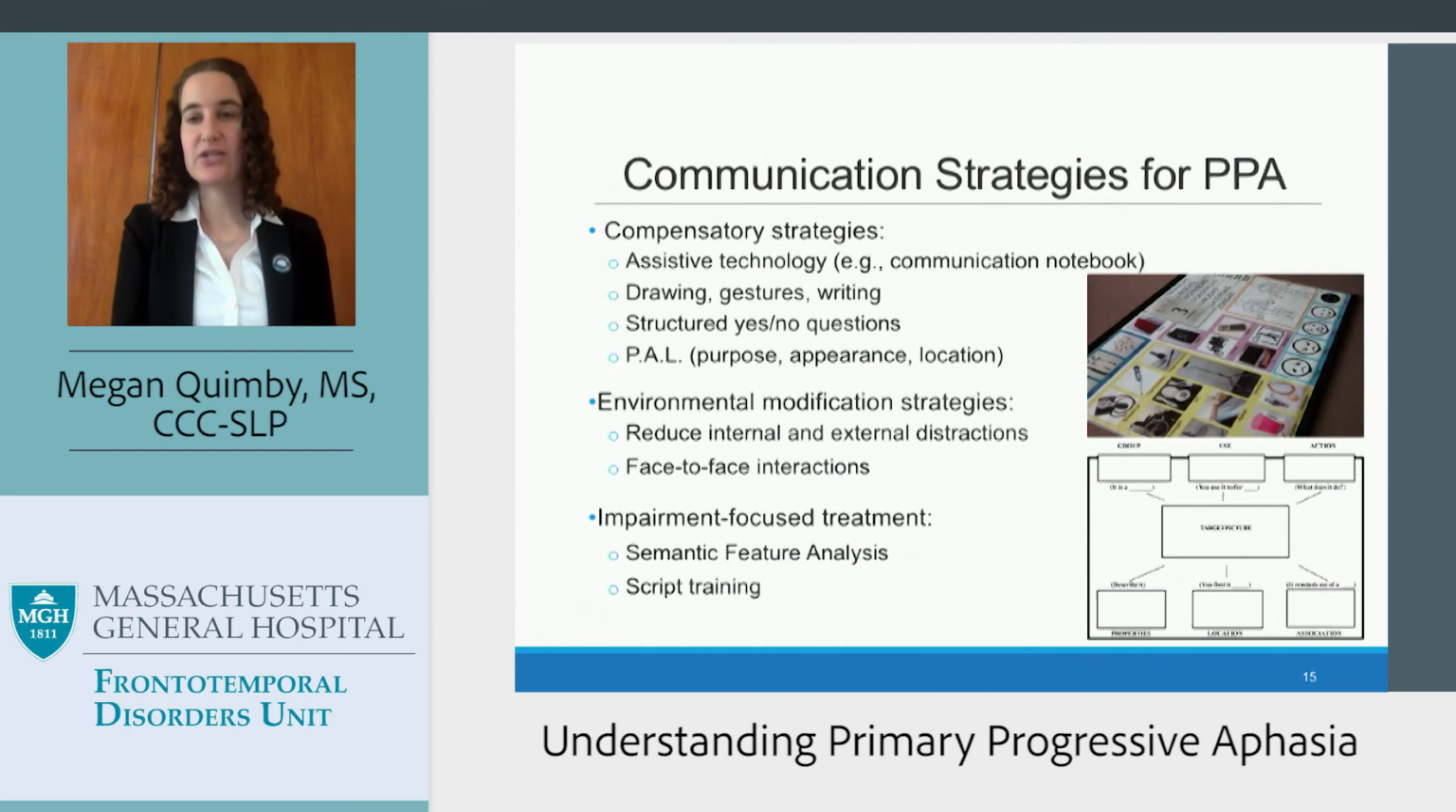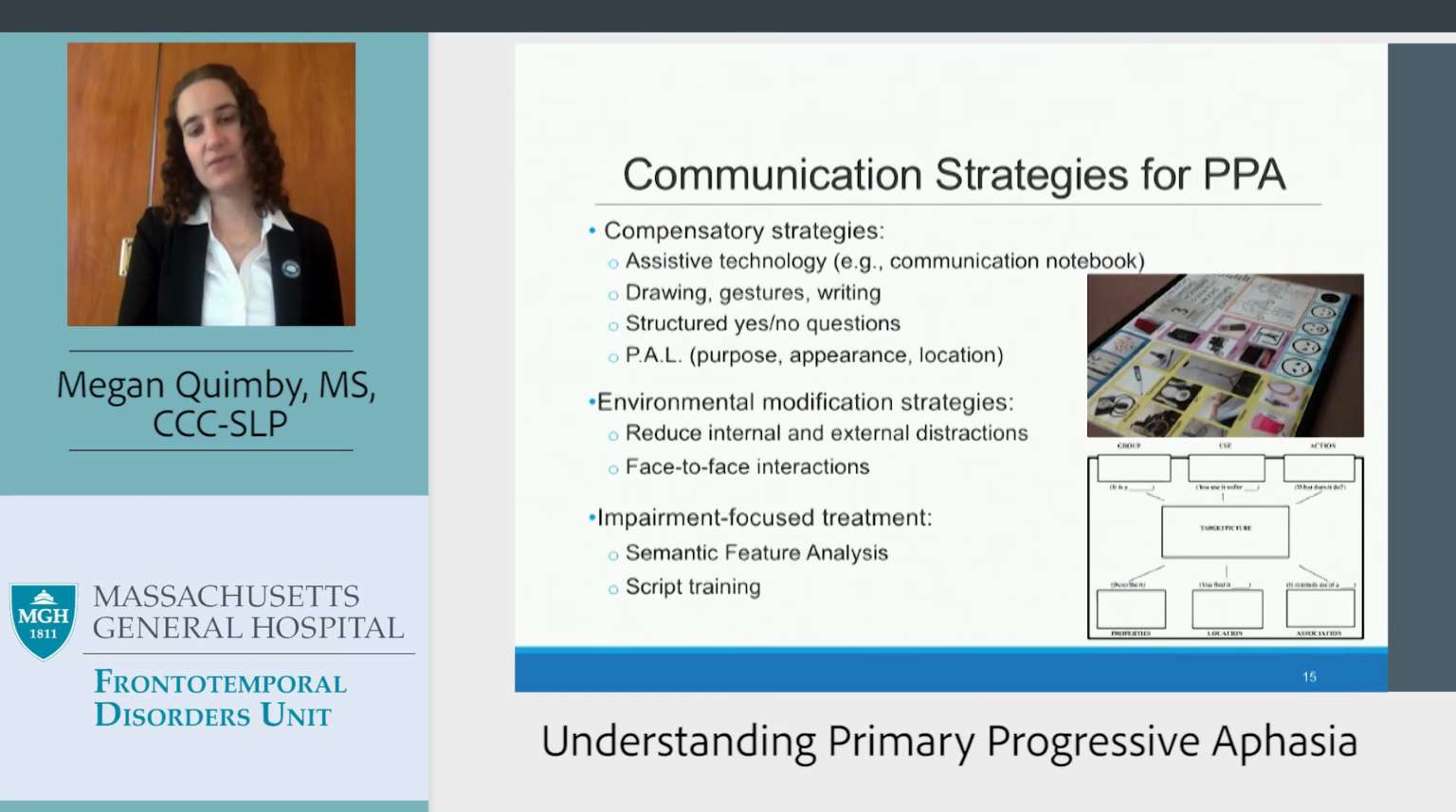Environmental modification strategies are extremely important. Everyone's rushed nowadays and there's a lot going on, but face-to-face interaction is really important. So, try to eliminate distractions such as loud noises or being in separate rooms while you're trying to communicate, and try to reduce internal distractions as well, things like anxiety and worrying and frustration. So when both people are relaxed and they're not rushed and they have time to communicate with each other, really sitting down face to face and trying to use these communication strategies that they found in speech language therapy can be very helpful.